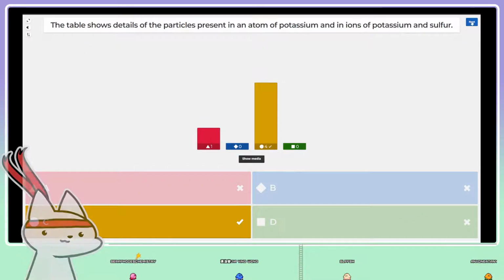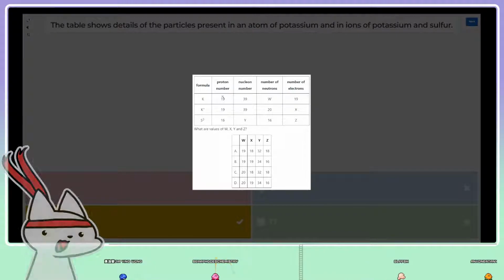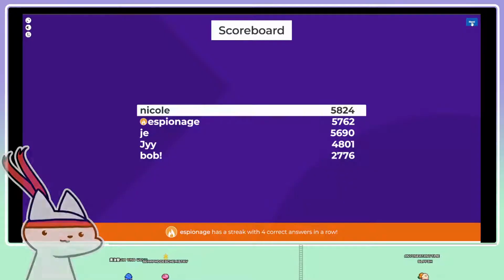Okay, so in this case I would prefer to always start with protons and then work your way to other things. Nucleon minus proton, or mass number minus proton, gives you neutrons, then proton minus whatever the charge gives you the number of electrons. Okay, moving forward.